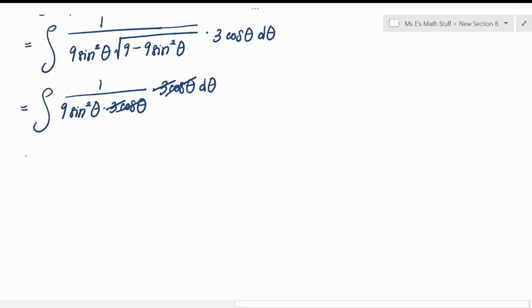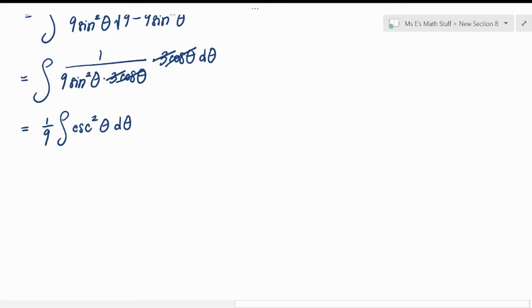All right, and so what are we left with here? We're left with 1/9 times the integral of 1 over sine squared. Anyway, 1 over sine squared, that's cosecant squared. And is that horrible? Let's see. Is this a basic rule? What would we take the derivative of to get cosecant squared? Well, the derivative of cotangent is negative cosecant squared. So if we took the derivative of negative cotangent, we would get positive cosecant squared. There we go. All right, integral done.